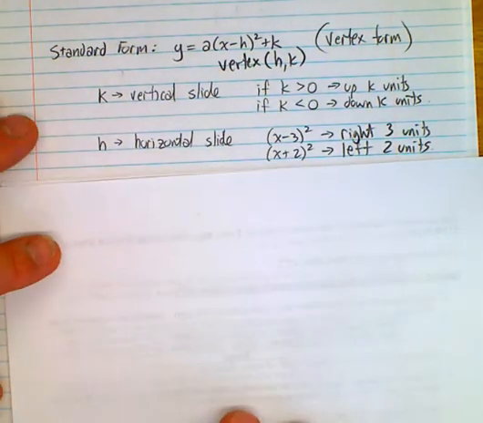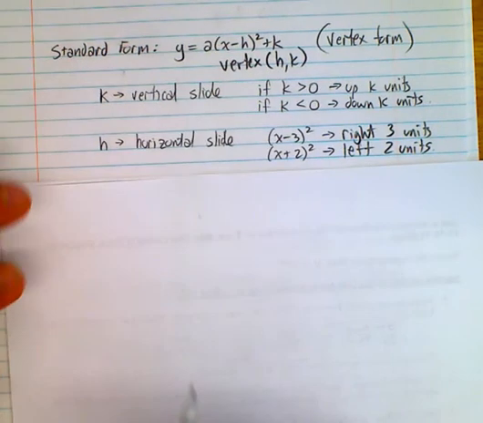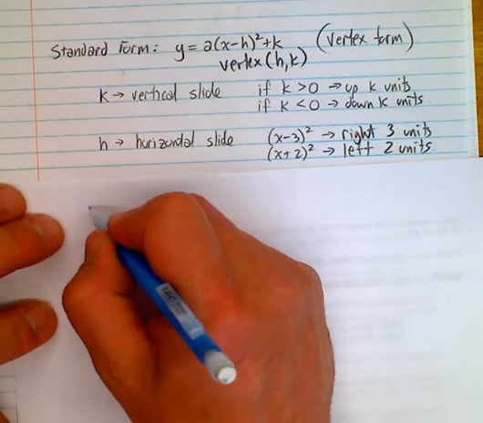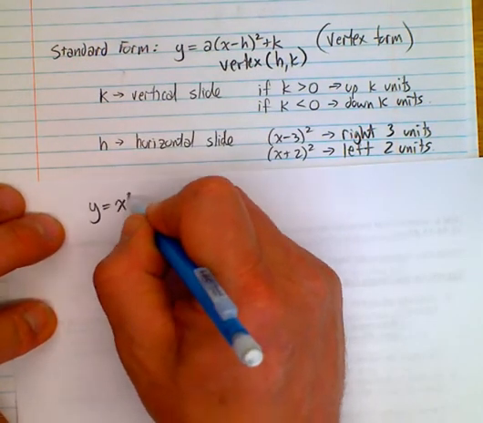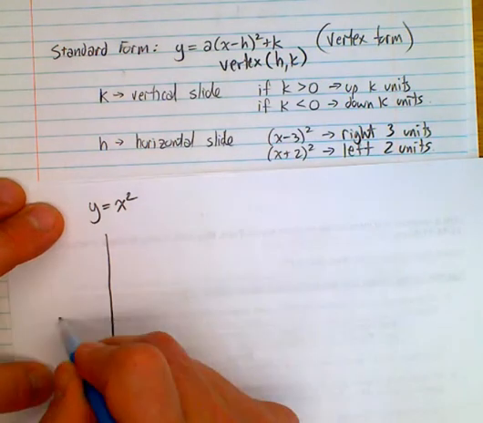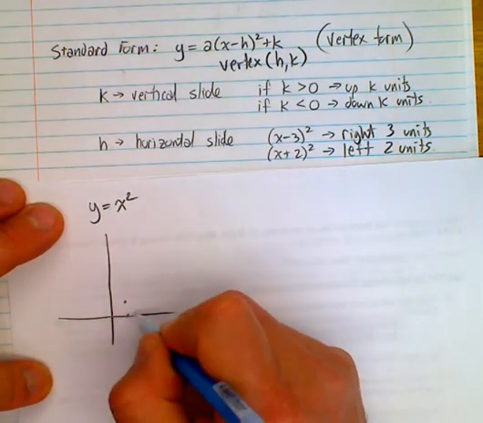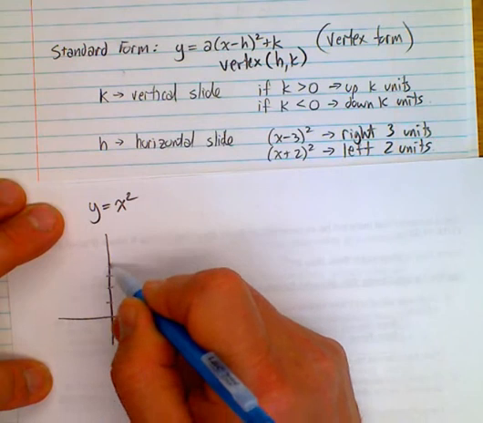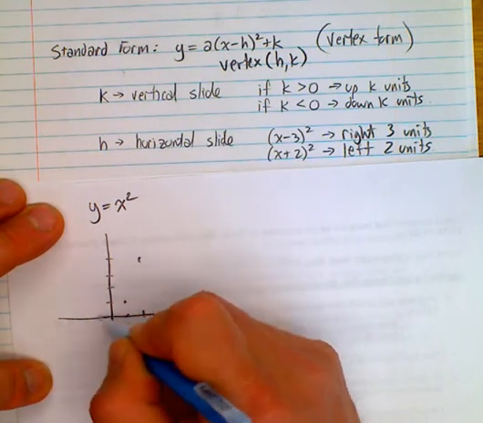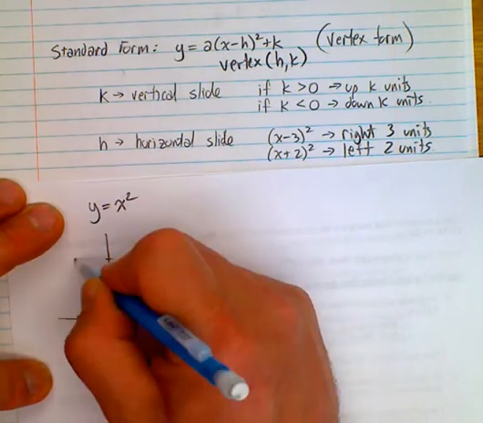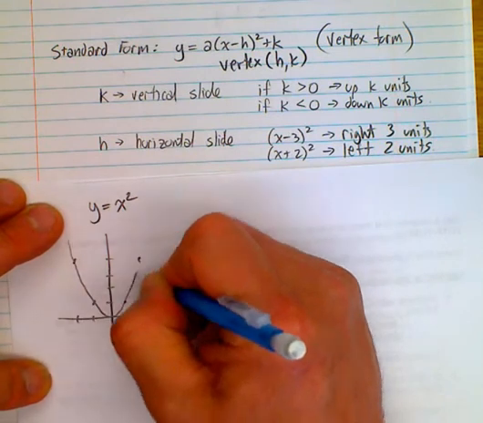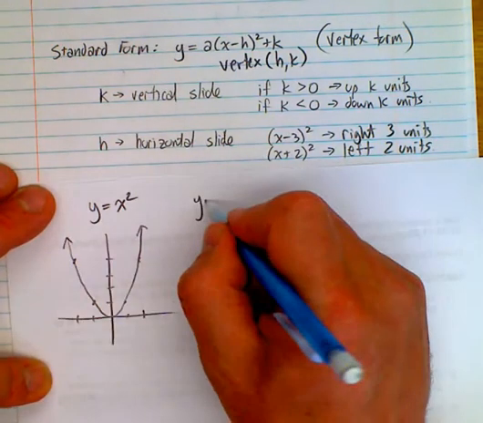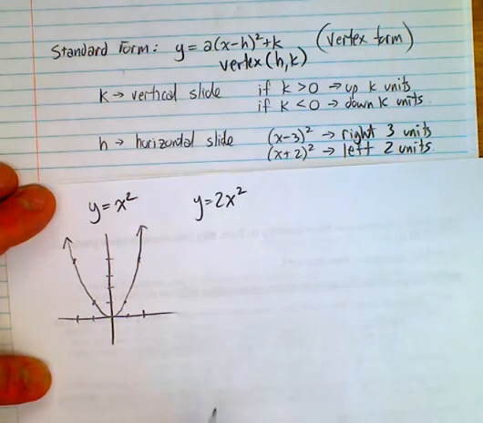The next thing we have to look at is this a value, okay? Now the a value changes the shape. So if we look at x squared, it is over 1, up 1, over 2, up 4, right? Back 1, up 1, back 2, up 4. There's my graph.